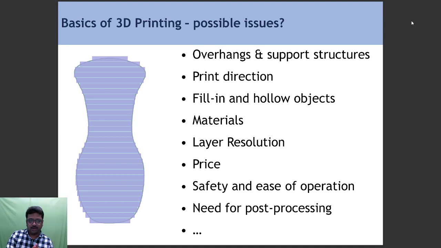This is the small introduction about the basics of 3D printing technology. Then we need to see some of the possible issues in 3D printing. For example, overhangs need support structures when we print. Print direction we need to control. Then filling hollow objects is very difficult. Material selection is difficult. Resolution is also difficult. Then the price of the tool and the price of the material are also high. We don't face these things in our normal subtractive manufacturing system.